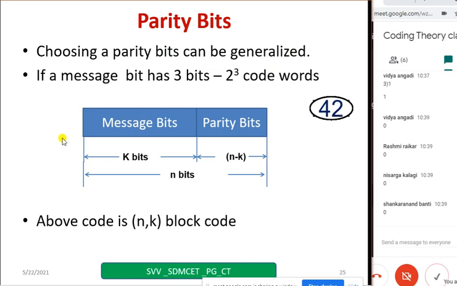Always in the beginning I have the message bits, followed by the parity bits. Now k message bits are there, so those many code words I'll have. So 2 raised to k code words I'll be having.